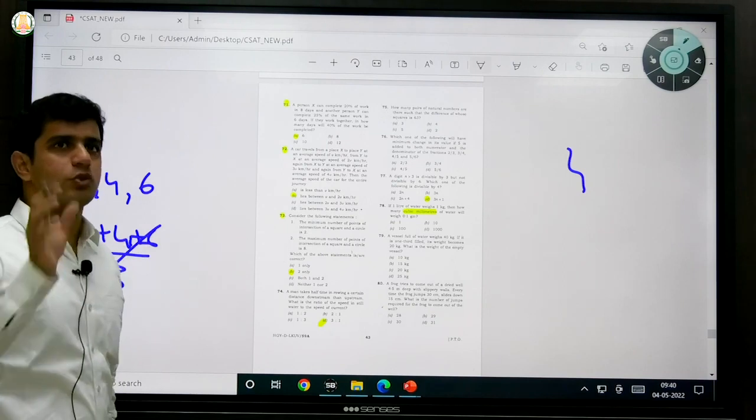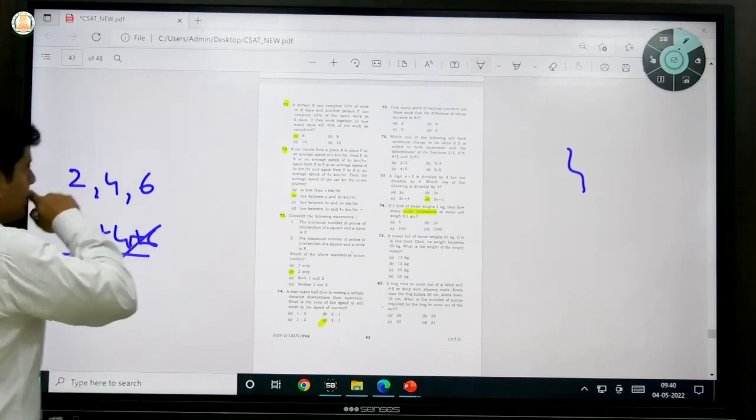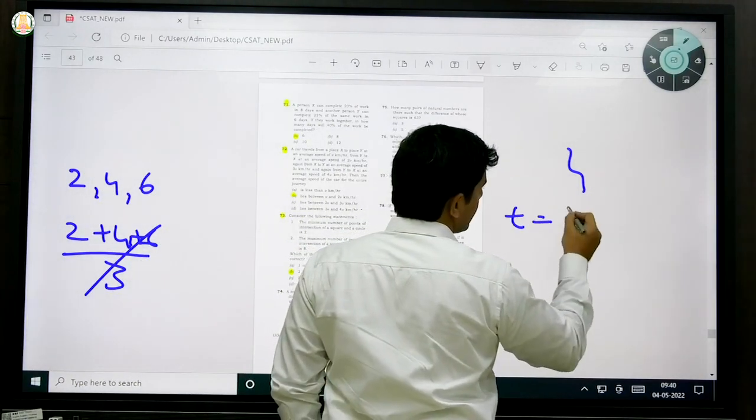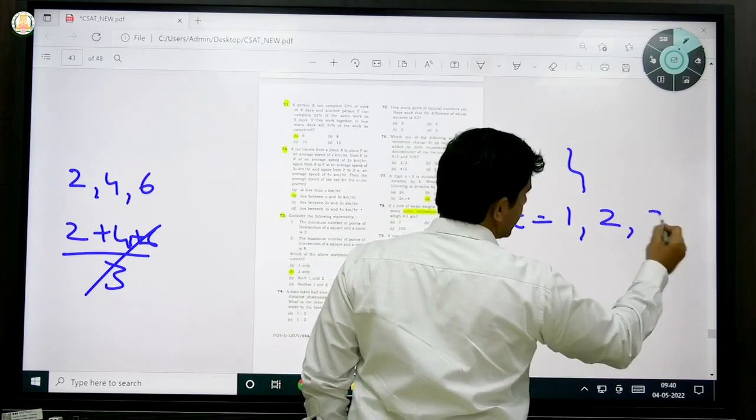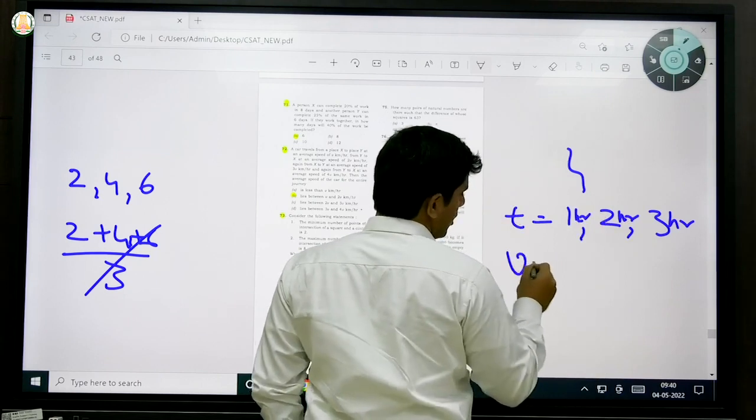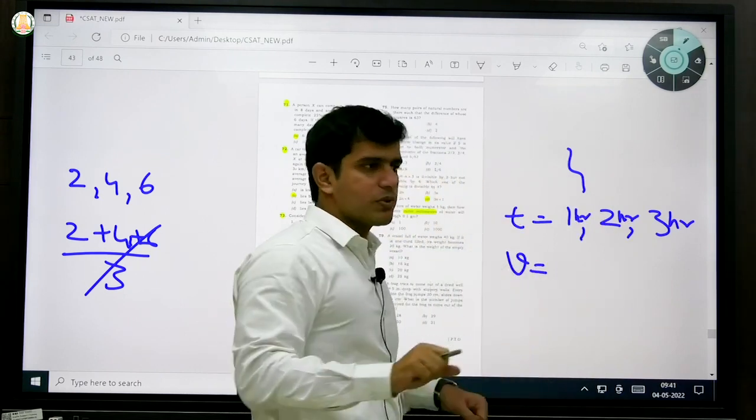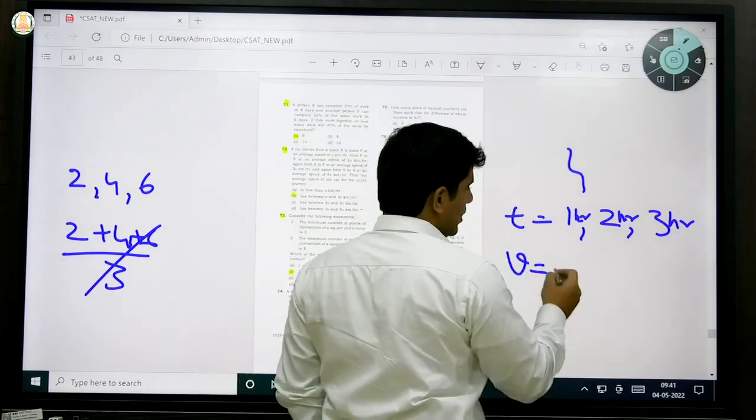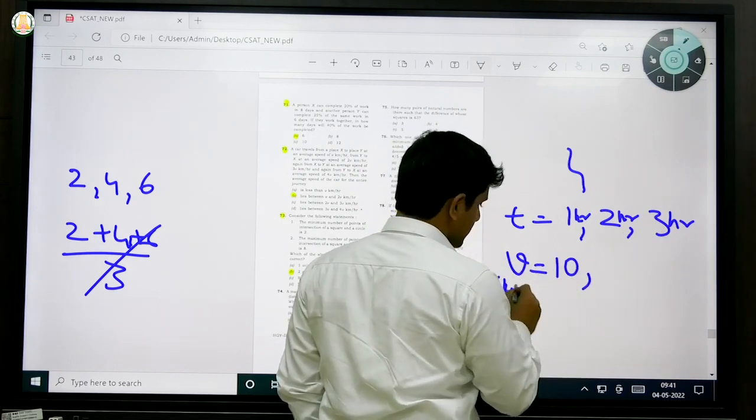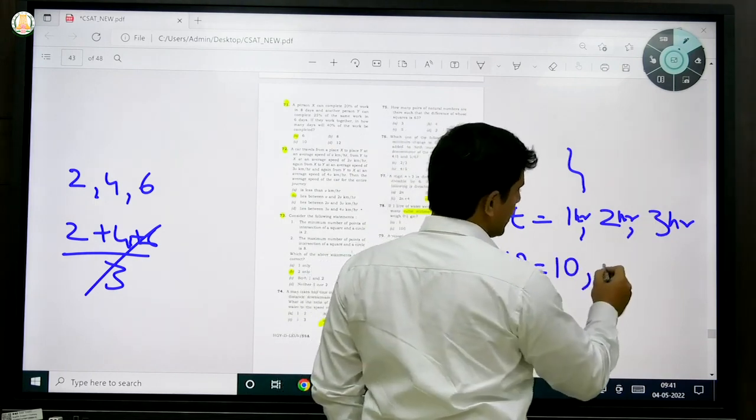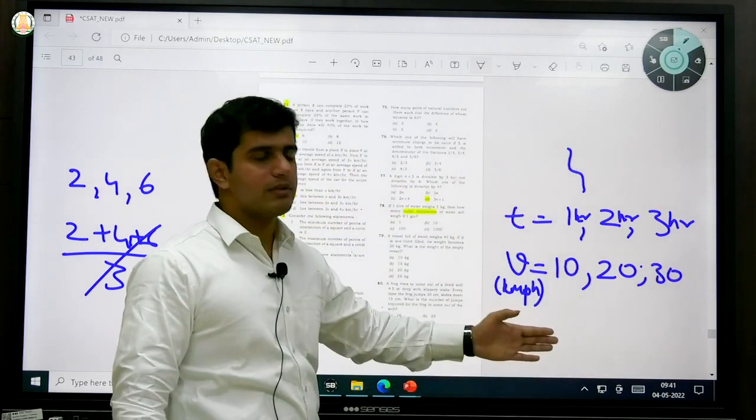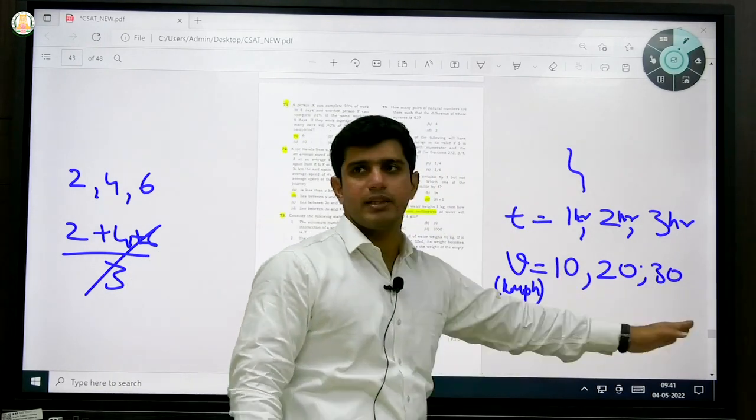Average velocity is always total distance by total time. For example, these are the time periods, let's say: 1 hour, 2 hours and 3 hours. So total time is 6 hours, and I'm driving a scooter, let's say. For the first 1 hour I was traveling with a speed of 10 kmph. Second, 20 kmph, and third, 30 kmph. Now if you ask me what the average velocity is, the tendency will be 10 plus 20 plus 30 by 3, but that will be wrong.